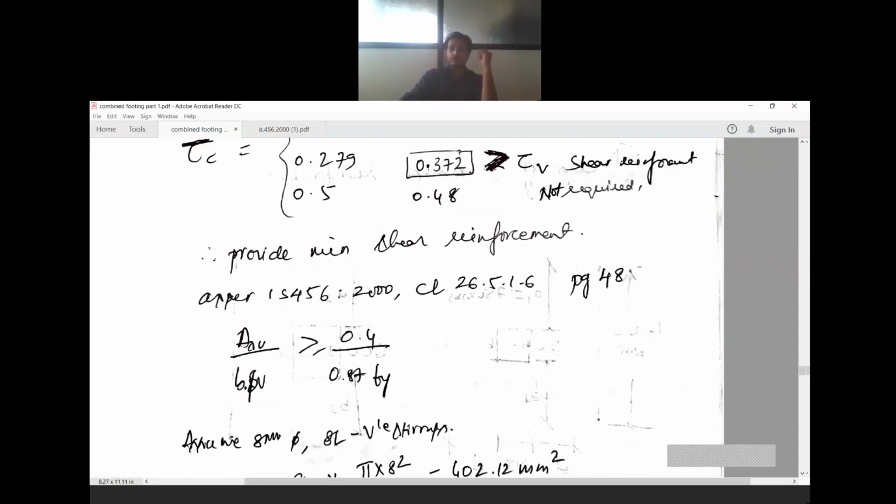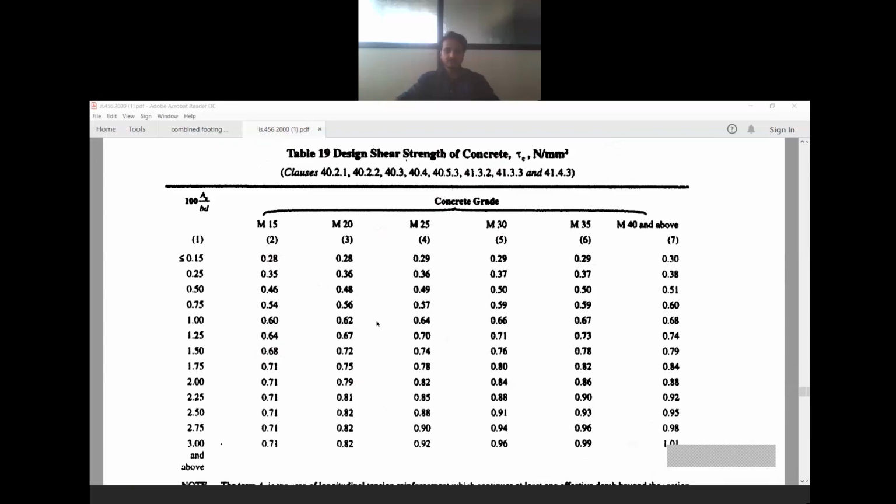Even though there is no requirement for shear reinforcement, we have to provide minimum shear reinforcement. Minimum shear reinforcement has to be provided according to IS 456 clause number 26.5.1.6. So let us go to page number 46.